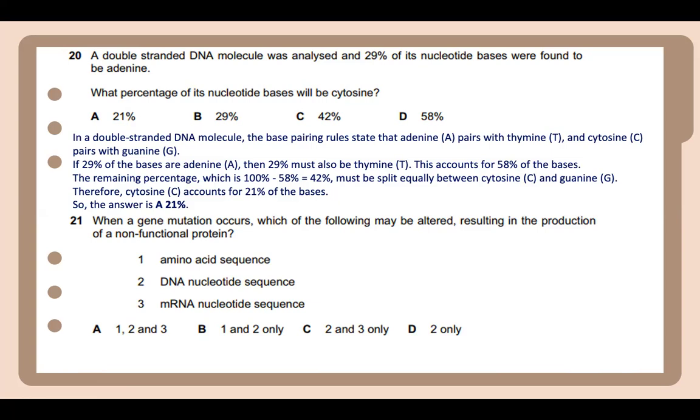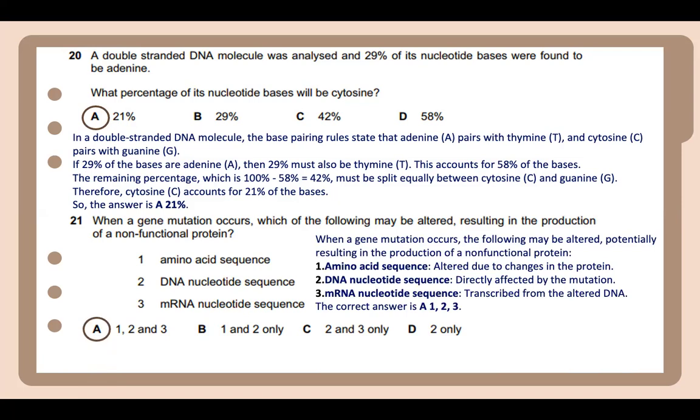The answer is A. When a gene mutation occurs, which of the following may be altered, resulting in the production of a non-functional protein? The following may be altered: the amino acid sequence, due to changes in the protein; the DNA nucleotide sequence, directly affected by the mutation; and the mRNA nucleotide sequence, which is transcribed from the altered DNA. The correct answer is A.